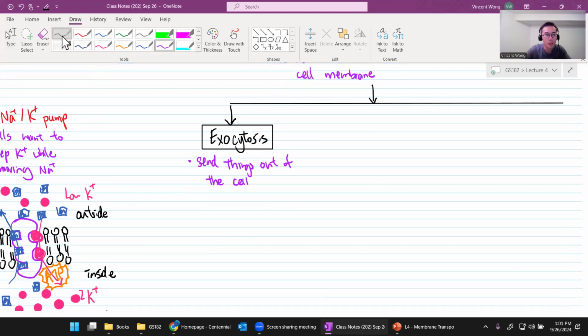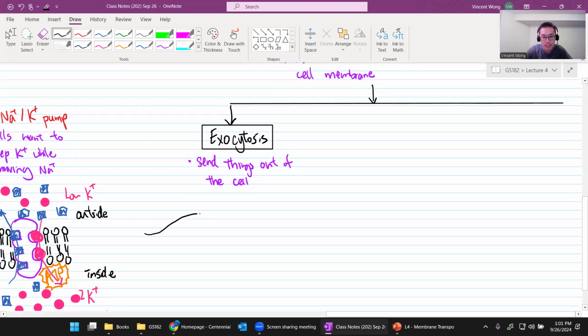So when would you want to do this? Well, remember that vesicle that we created from the rough ER? It's going to go to the Golgi. It's going to get repackaged. And once you repackage it, there are different places it can go. One of the places it can go is to be sent out of the cell. That would be an example of exocytosis. Let me try my best here to draw it for you.